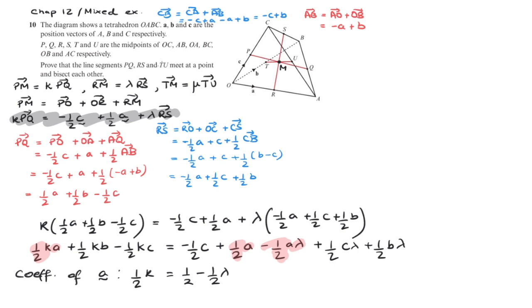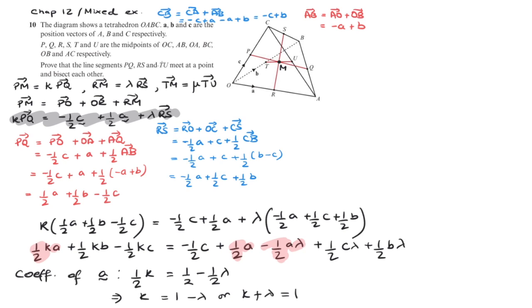So from here, I can simplify by timesing everything by 2, and I would end up getting K equals 1 minus lambda, or K plus lambda equals 1. Okay, so I've got that there sorted. Now, I need another equation because I need to figure out what are the values of K and lambda.